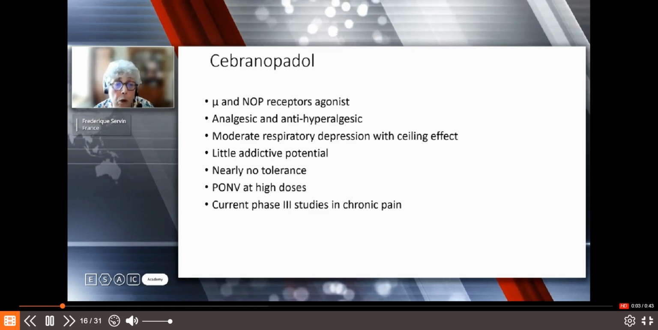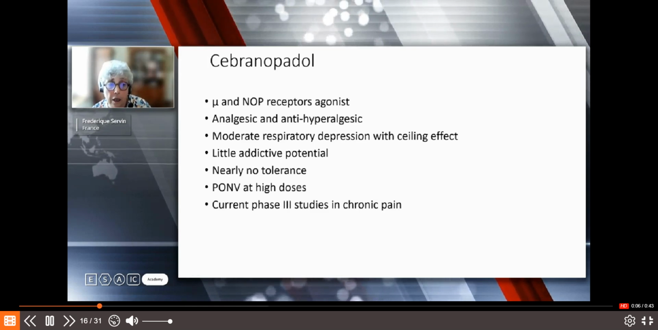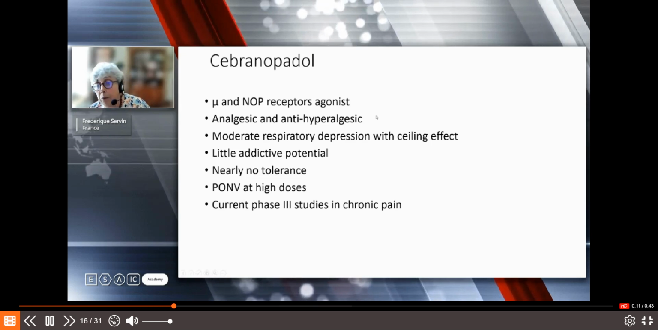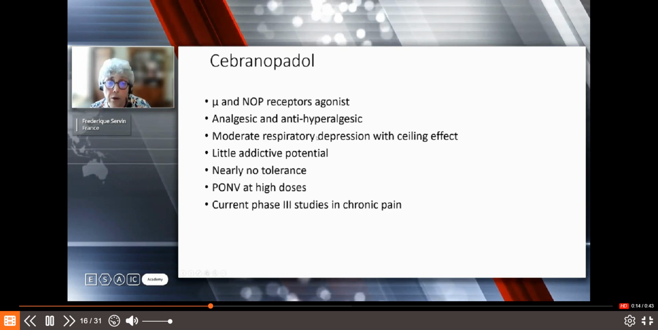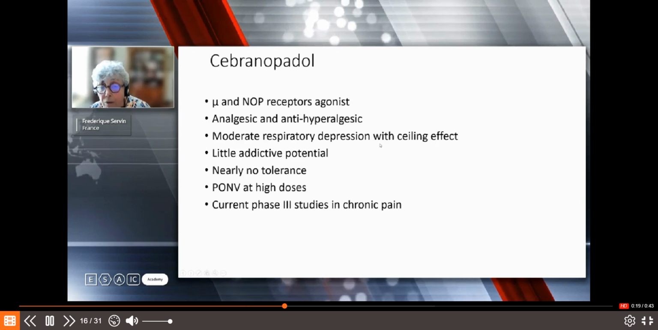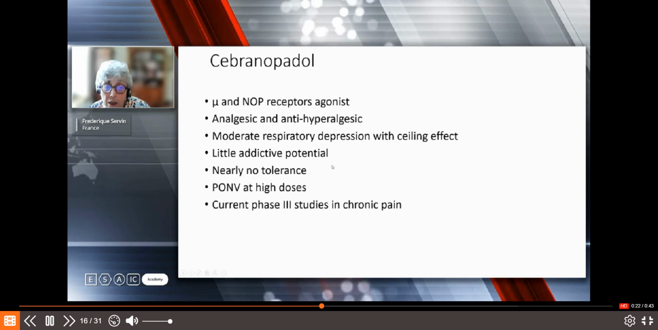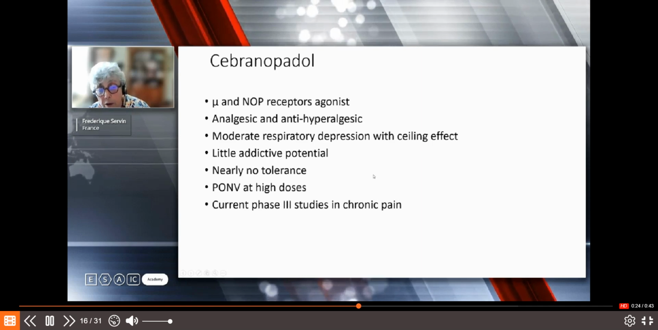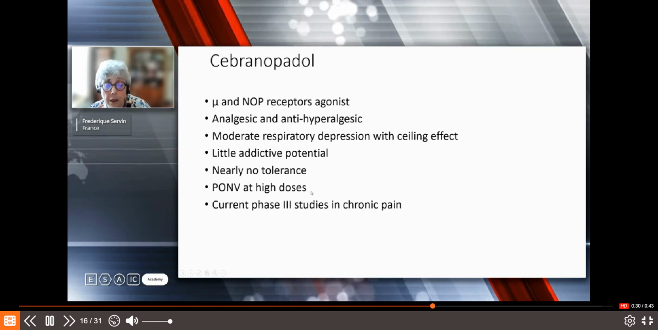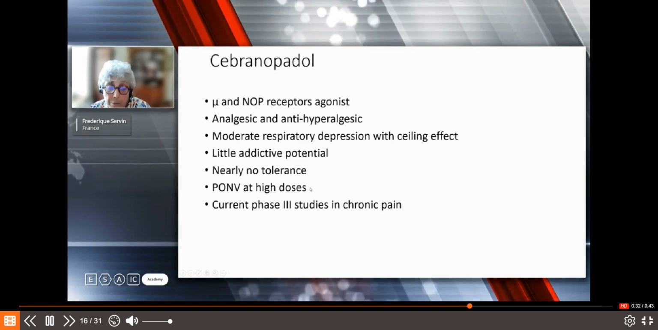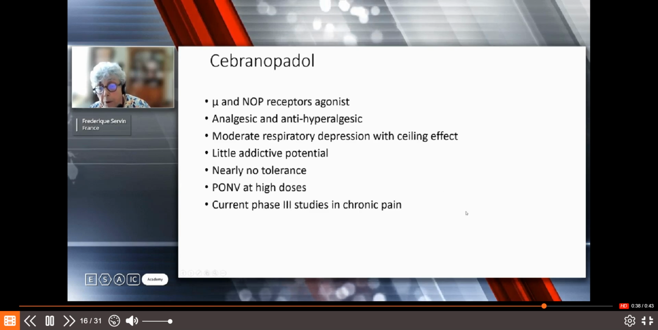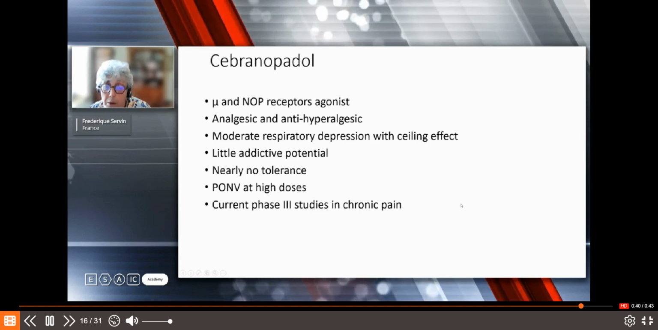Cebranopadol acts as an agonist on mu and NOP receptors. It is an analgesic, but it is also an anti-hyperalgesic, which is, of course, very important. It will induce a moderate respiratory depression with a ceiling effect. It has little addictive potential, nearly no tolerance. Like all the opioids, it will induce nausea and vomiting at high doses. And it is presented nowadays for chronic pain, cancer pain, low back pain, etc.